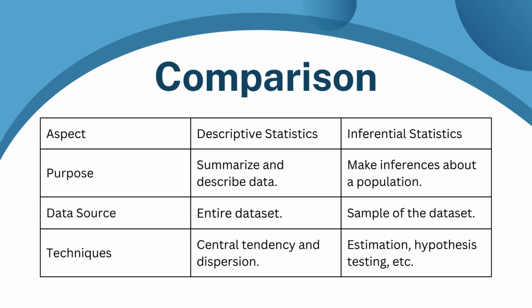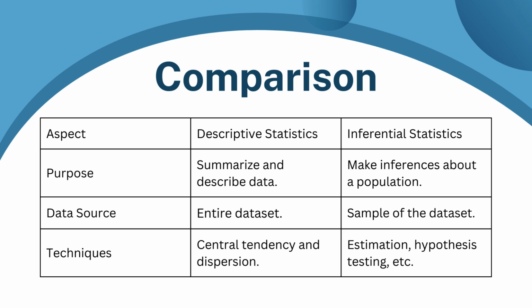Inferential statistics, on the other hand, take it a step further. They're about making inferences, using the data you have to draw conclusions about a larger population. It's like moving from understanding what happened in your sample to predicting what could happen in the real world.